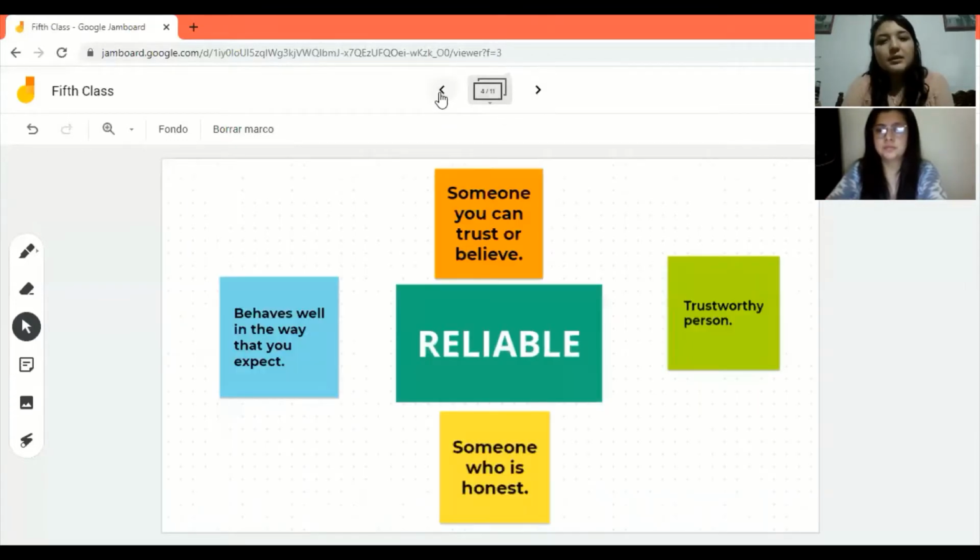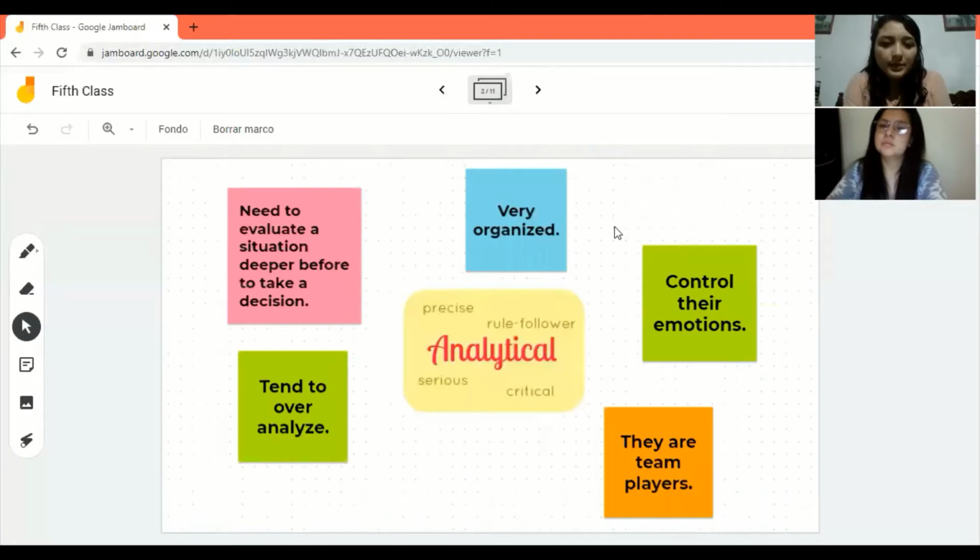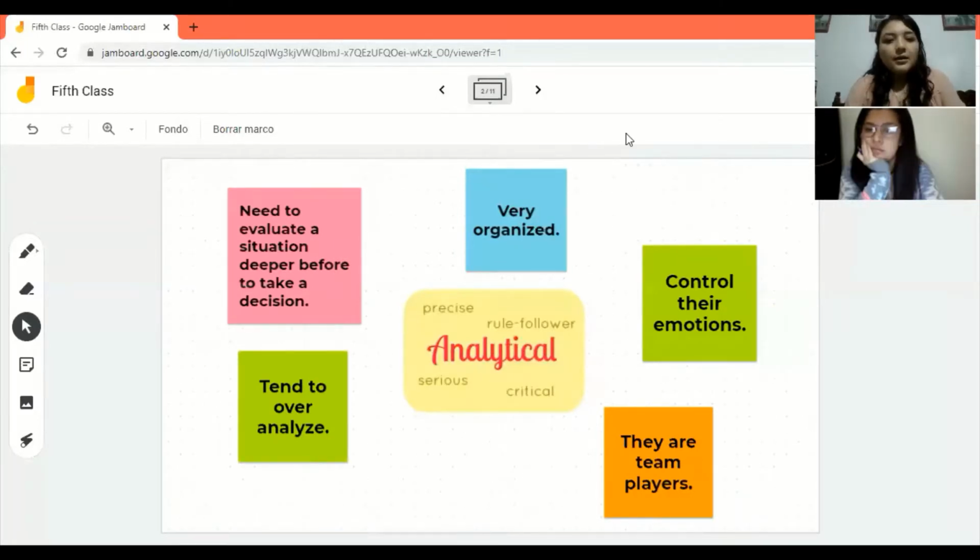They are considered personal traits. The first one we have is analytical. When a person is analytical, they need to evaluate a situation deeply before taking a decision. They tend to overanalyze all the situations and decisions that they have to take. They are also very organized and control their emotions very well. They are good team players. They work well in teams.